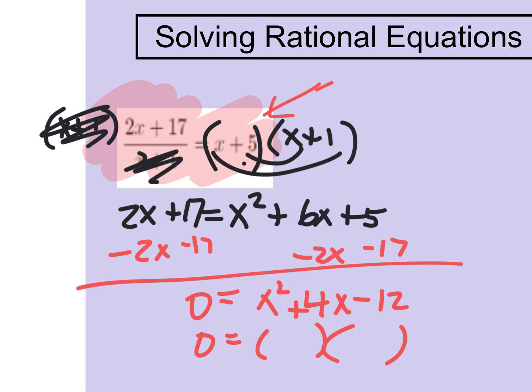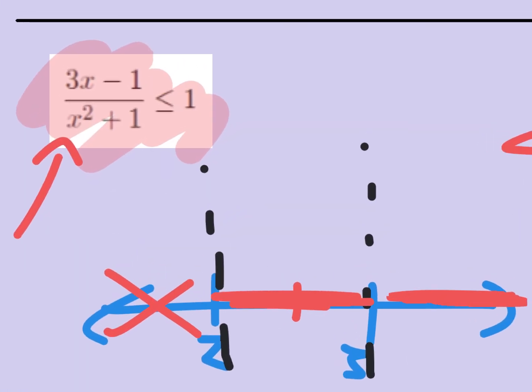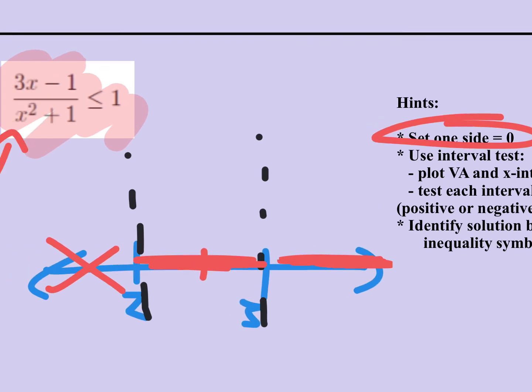All right, now let's go down to the inequality down here. For this inequality, the first step, well, it says over here, set one side equal to 0.